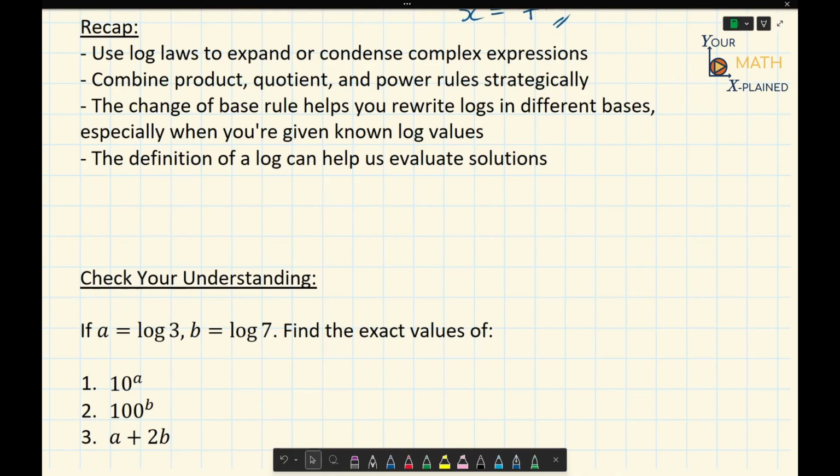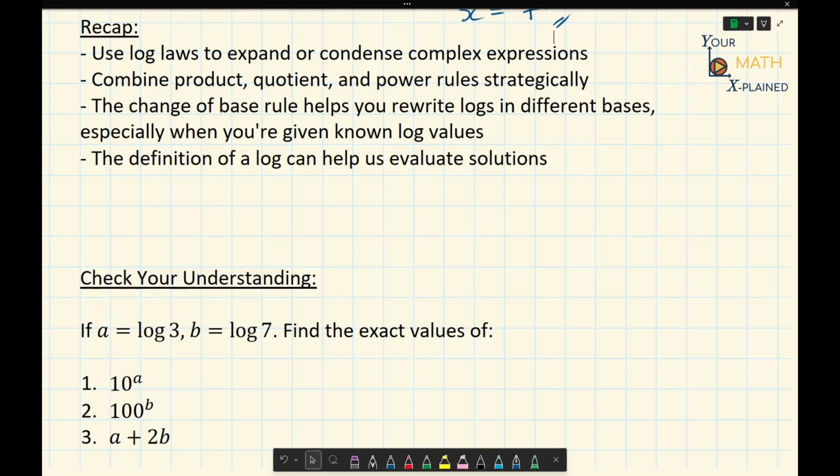And now let's do a quick recap of what we have gone over in this video. So we went over how to use log laws to expand or condense complex expressions. We went over examples where we had to combine product, quotient, and power rules and apply them strategically. We learned that the change of base rule can help us rewrite logs in different bases, especially when you're given known log values. And then finally, even though we have been working with all these different types of log rules, the definition of a log is still very useful and can help us evaluate solutions.